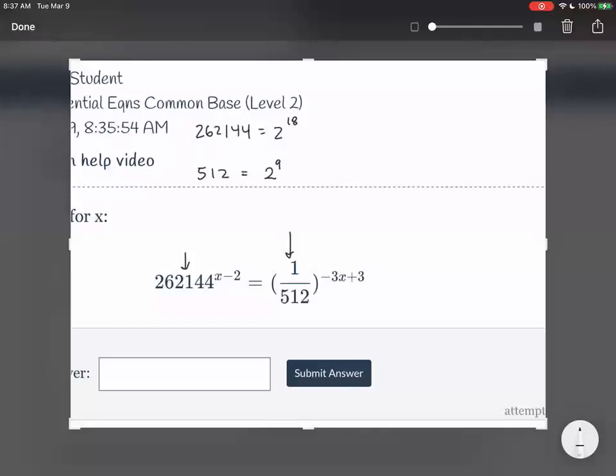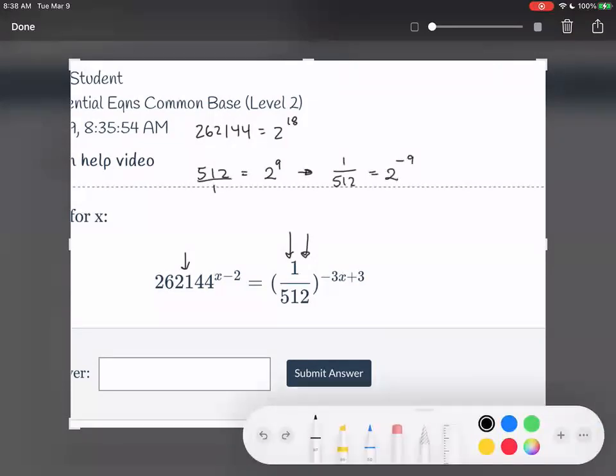All right, so I found out that 262,144 is equal to 2 to the power of 18, and 512 is equal to 2 to the power of 9. But then, of course, this is a fraction, 1 over 512. So technically, we have to flip this 512 around. So that means 1 over 512, the flipped version, is equal to 2 to the power of negative 9.